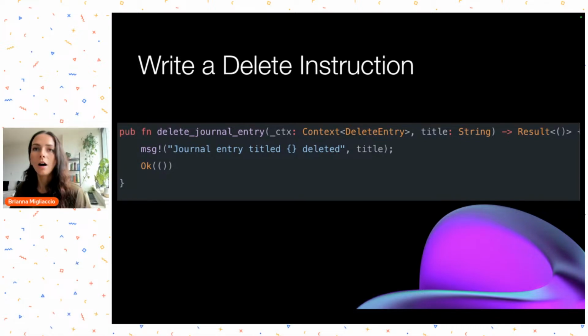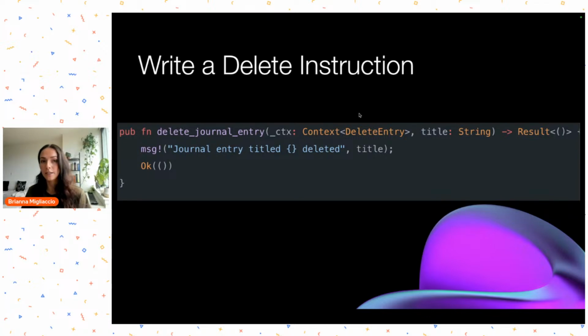Okay. So next is writing your delete instruction. Just to recap, we've created a journal entry. We were able to go back and update information. And the only difference between creating and updating was using a reallocation constraint within the Anchor macro. And when you're creating, you're using this initializing constraint because you're creating a new account.